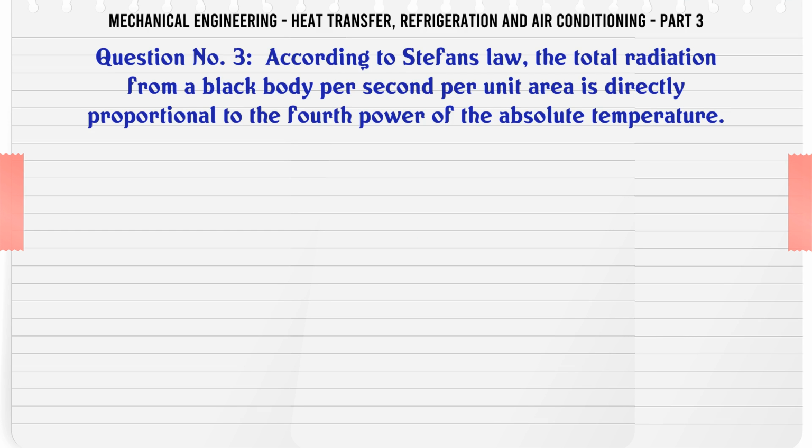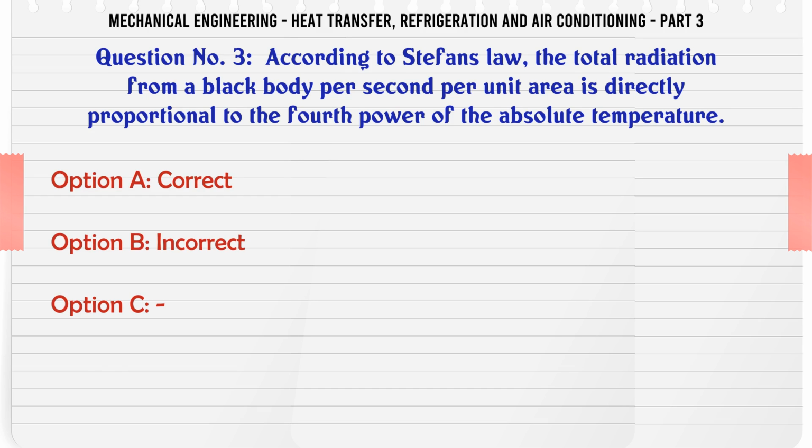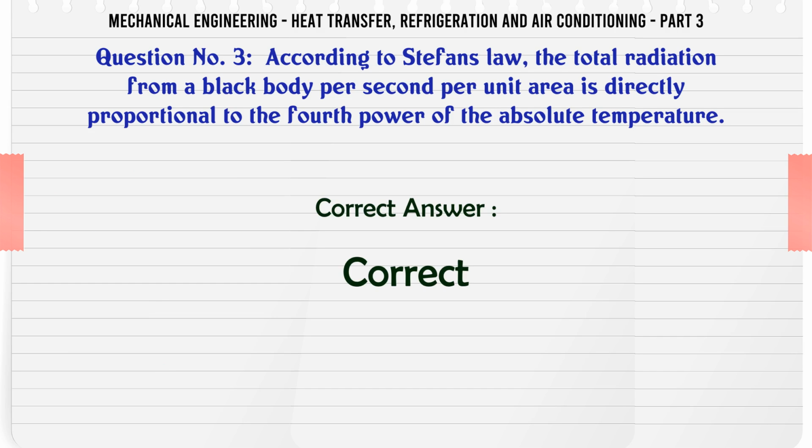According to Stefan's law, the total radiation from a black body per second per unit area is directly proportional to the fourth power of the absolute temperature. A. Correct. B. Incorrect. C. D. The correct answer is correct.